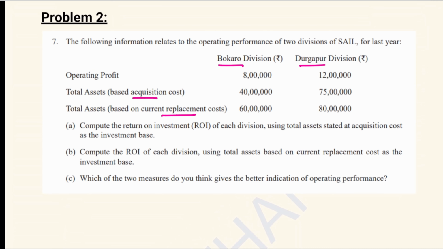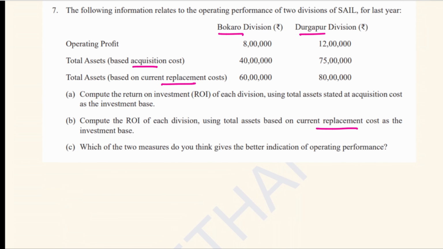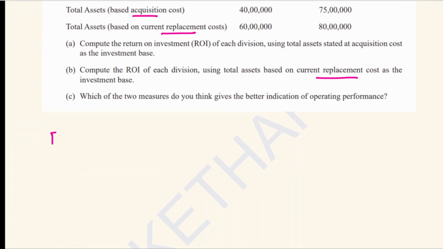Then they are asking: compute the return on investment of each division using total assets stated at acquisition cost as the investment base. Second, compute ROI of each division using total assets based on current replacement cost as the investment base. Then which of the 2 measures do you think gives the better indicator of operating performance? So what is the formula for ROI?